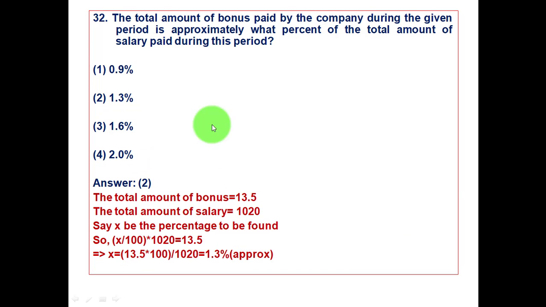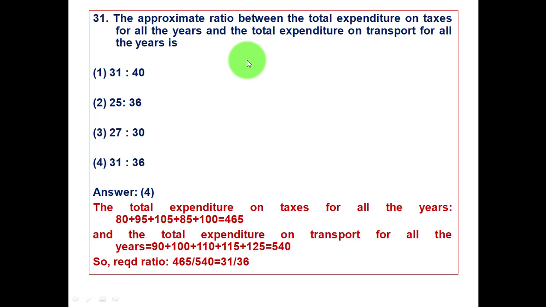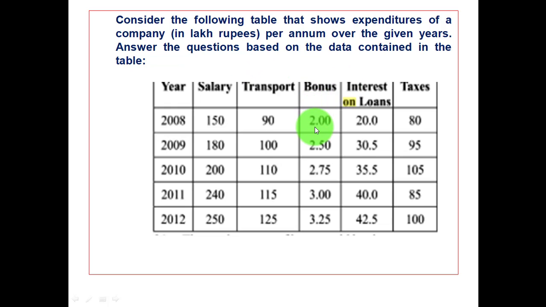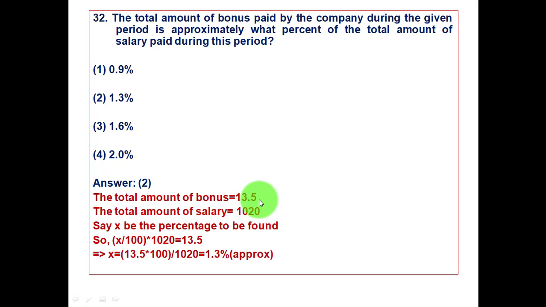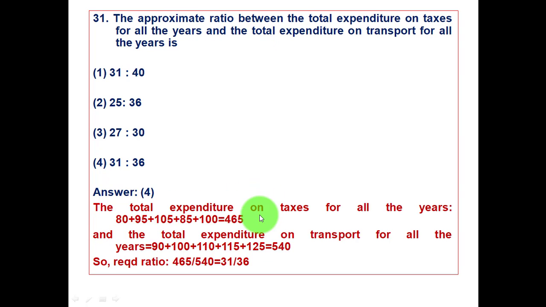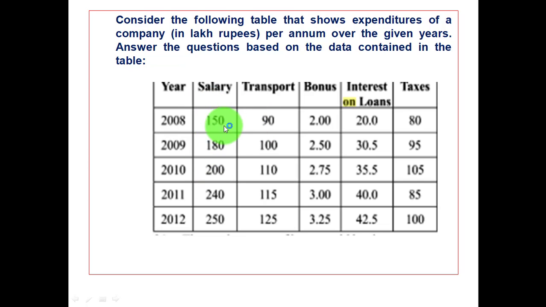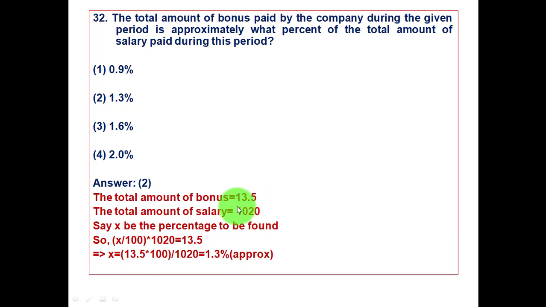Clear? Now coming to question number 32. The total amount of bonus paid by the company during the given period is approximately what percent of the total amount of salary paid during this period. So this time bonus and salary are concerned. We need to find the total amount of bonus: 2.00 plus 2.50 plus 2.75 plus 3.00 plus 3.25, and that is equal to 13.5. Similarly, the total amount of salary, this column: 150 plus 180 plus 200 plus 240 plus 250. After adding them, you will get 1020.